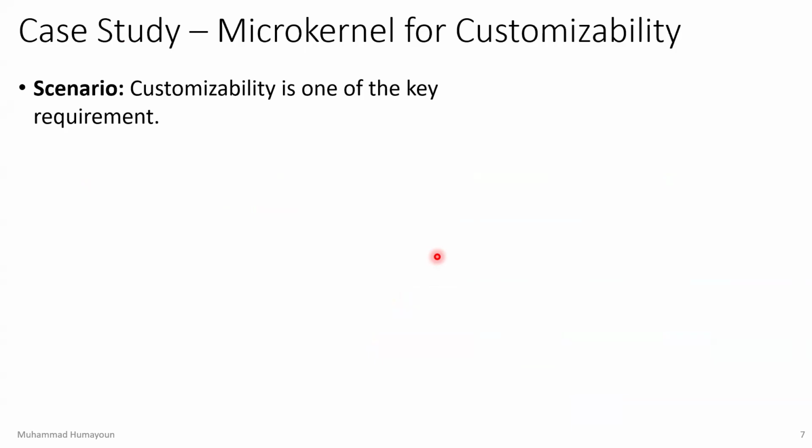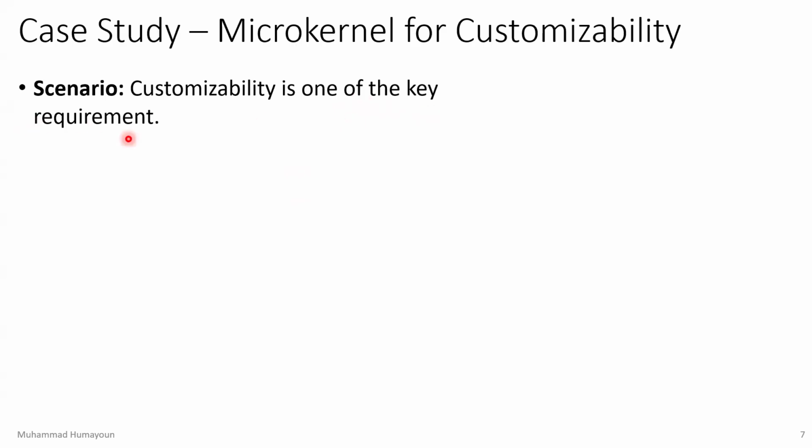Microkernel architectural style for customizability. Why? Because microkernel allows you to have custom components within. So you've got one core functionality and all other functionalities can be added as plugins. So remember that. Customizability is one of the key requirements.